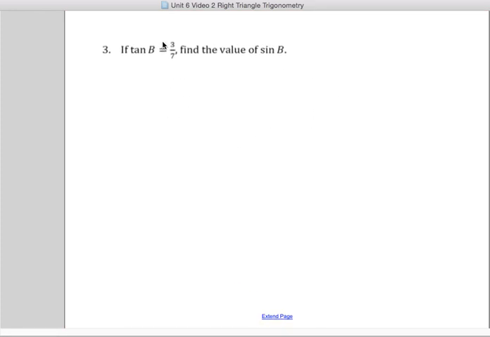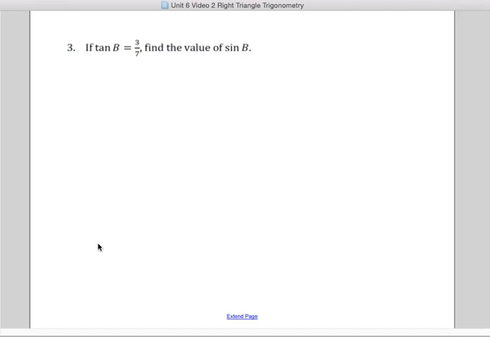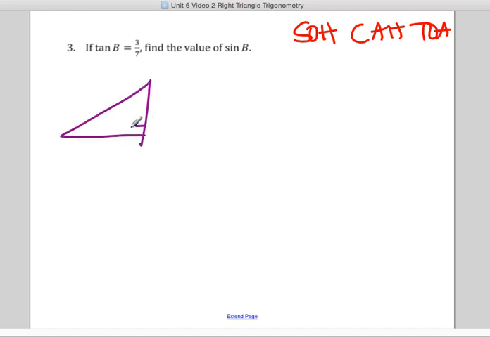So it says if tangent of B is equal to 3 over 7, find the value of sine of B. So tangent, if we write our SOHCAHTOA up here, tangent's opposite over adjacent. So I'm going to start out by drawing another triangle. That's not any better, but this is supposed to be a right triangle.